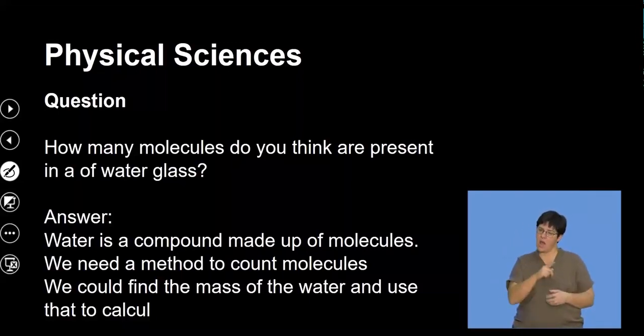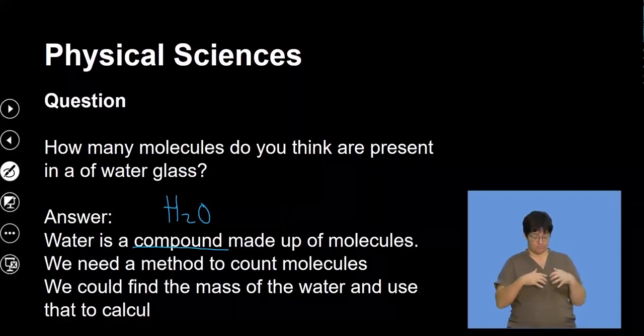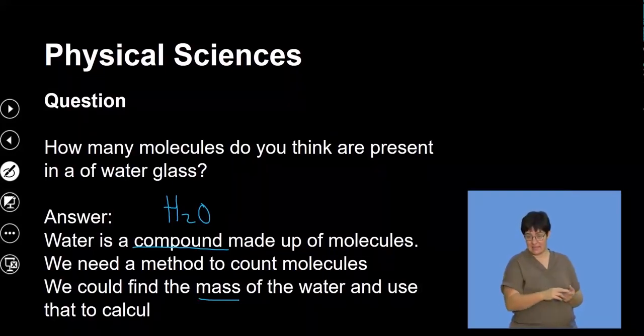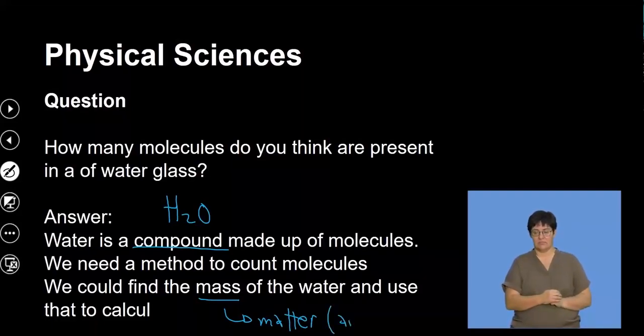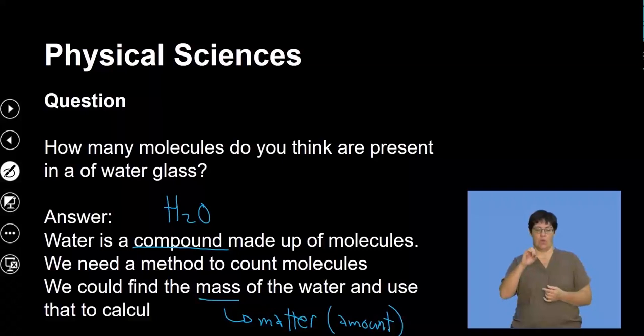So the thinking is, water, first of all, is a compound, H2O, okay? That's our starting point. So that's the molecular formula, okay? Made up of molecules, okay? We need a method to count the molecules. We could find the mass. So now we are quantifying how heavy it is, how much matter. So this is the amount of matter, okay? Remember, matter is anything that has got mass and can occupy space. So mass is the amount of matter, okay? So I'll put that in brackets, okay, amount, right? And we use that to calculate the actual number of molecules, right?